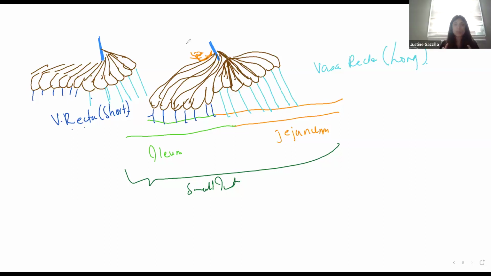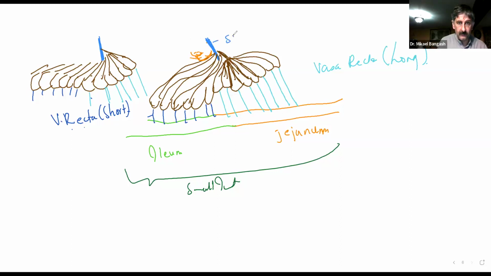And you said the branching is happening at L1, did you say? Yes, your superior mesenteric artery branches off the aorta at the level of L1. And what was L1? Lumbar vertebra 1.